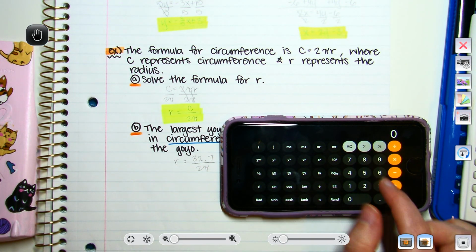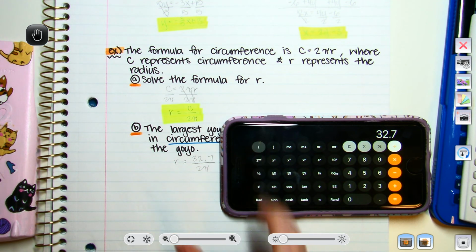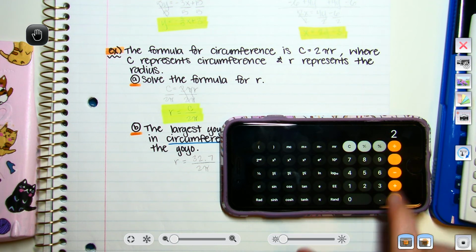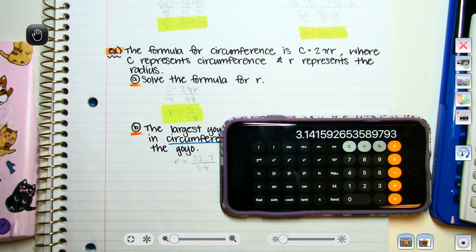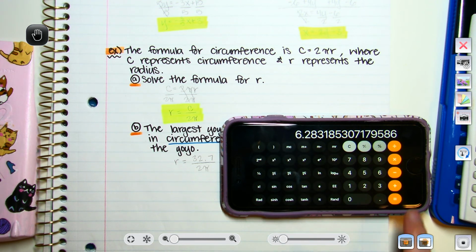Now, the tricky thing about doing it on your iPhone is you have to be super diligent to make sure you're typing in these numbers correctly with your parentheses, because it doesn't actually show you anything in the little number line. So I'm going to do 32.7 divided by, now I'm multiplying 2 things together on the bottom, so I'm going to open my parentheses, 2 times pi, and notice it automatically comes up. I need to close my parentheses and then hit equals.